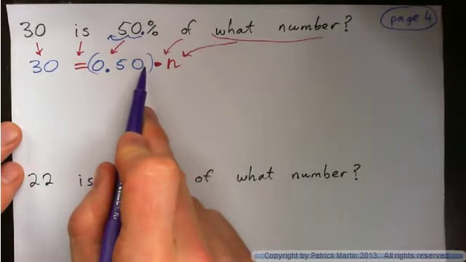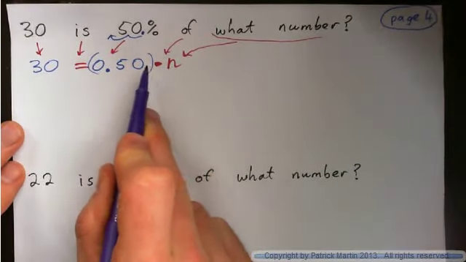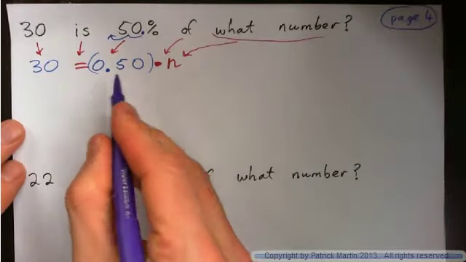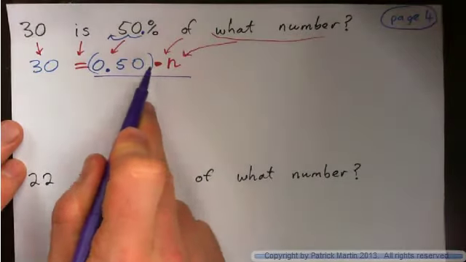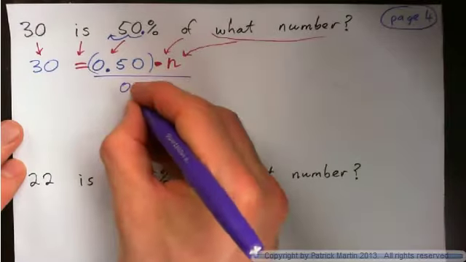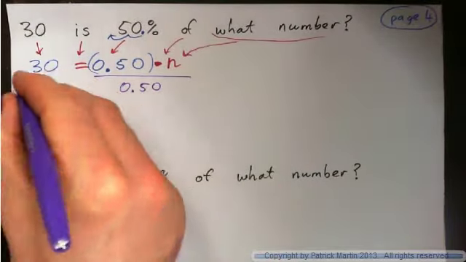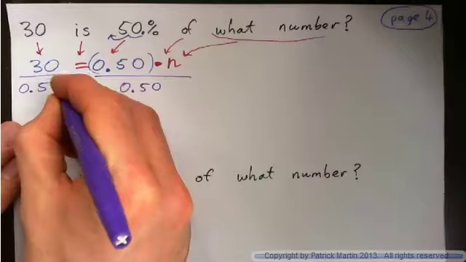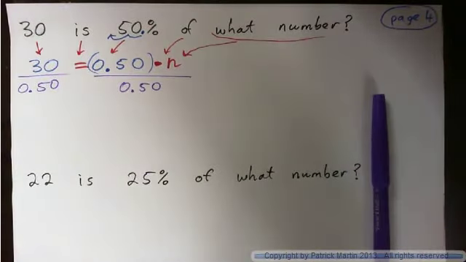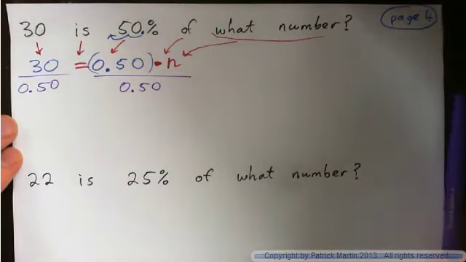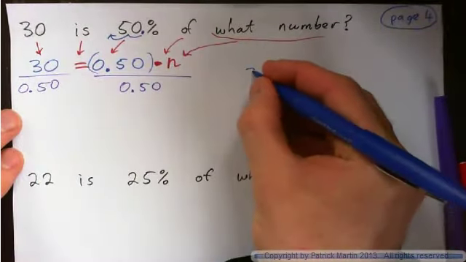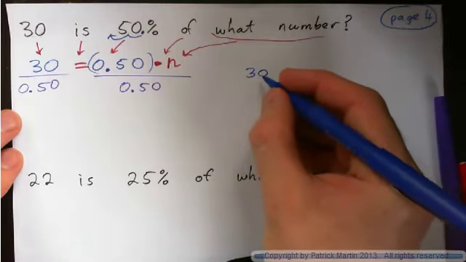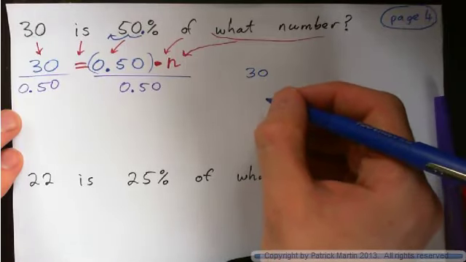I want to get the n by itself. n is being multiplied by 0.50. What do I need to divide this by to get n on its own? I've got an equation, n is being multiplied by this number, so I just divide by that number, don't I? And I must divide both sides by that number. 30 divided by 0.50. Okay? So I need to calculate that.